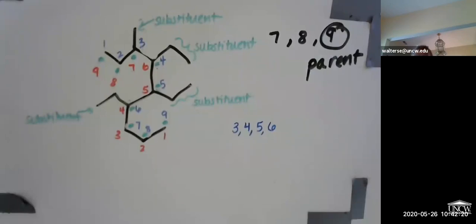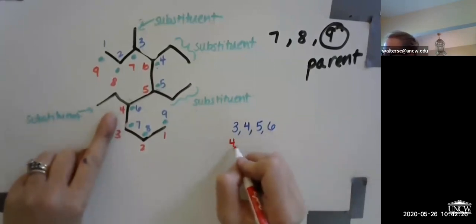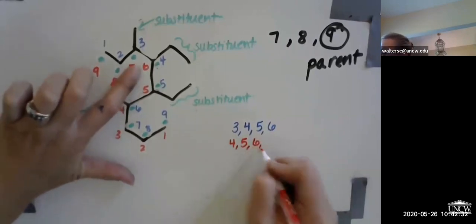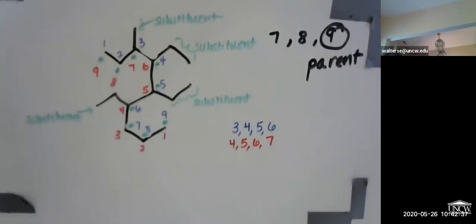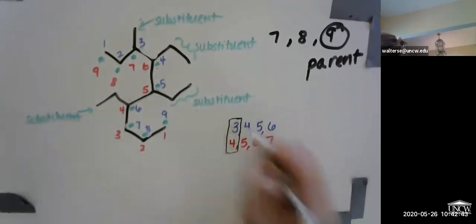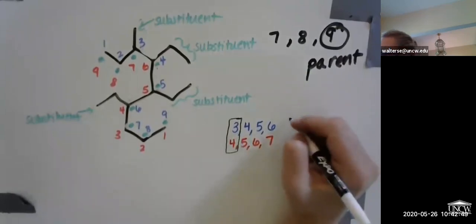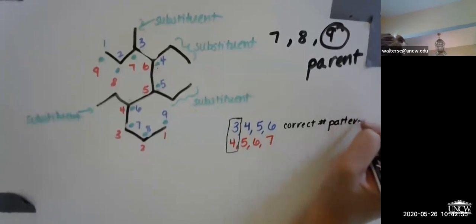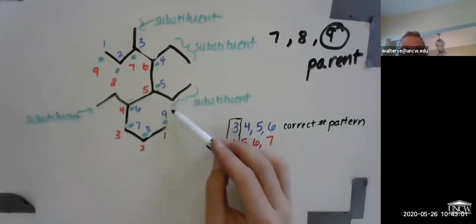If we use the red numbering, our first substituent is at 4, 5, 6, and 7. And then you compare the numbers. Since 3 is less than 4, this is the correct number pattern. So the blue numbers are going to be used to name this compound.